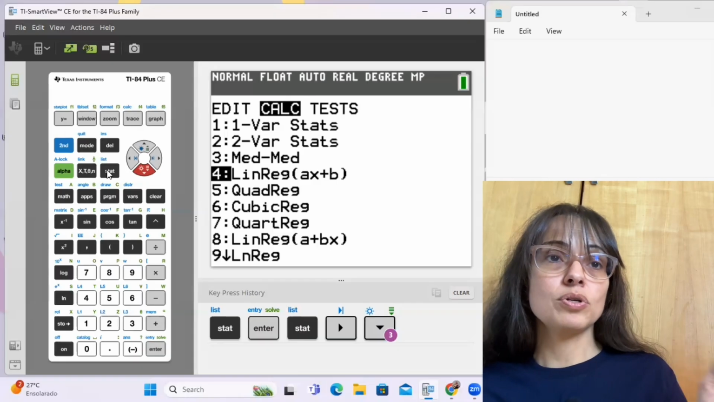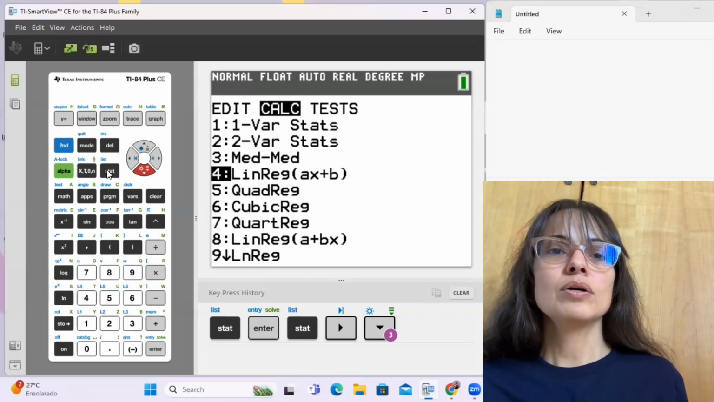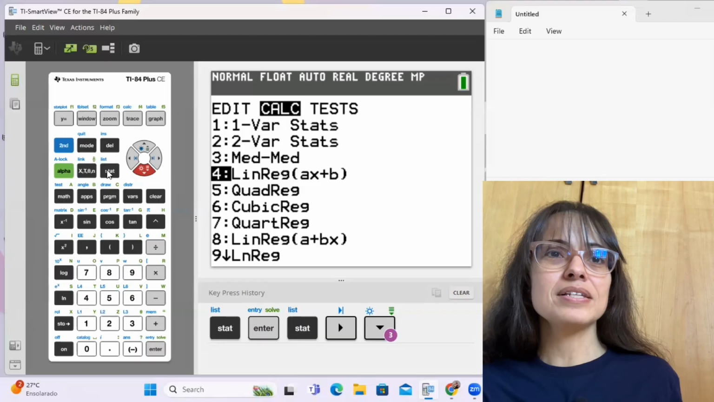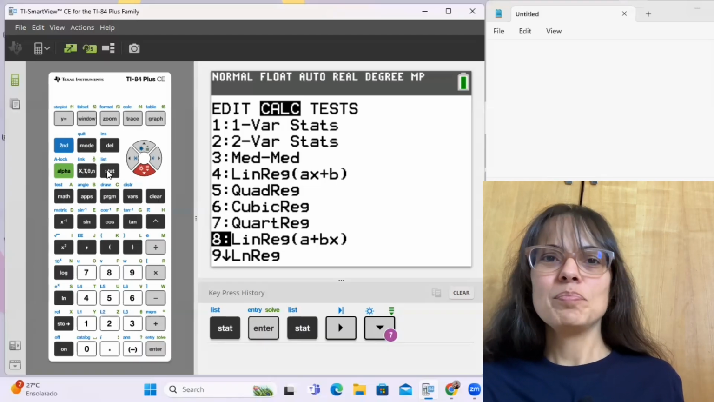What you're going to do is this. You come into the calculator and choose linreg. Now notice that there are actually two linregs. There's ax plus b and a plus bx.